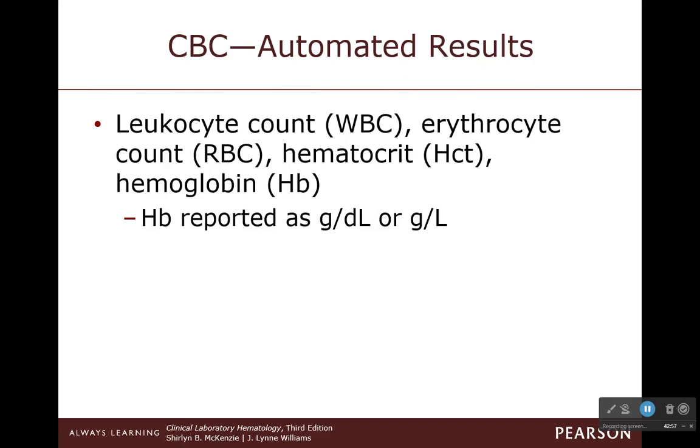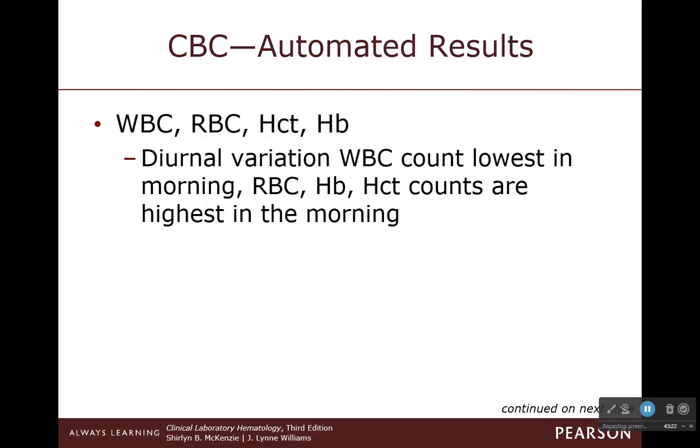Hemoglobin is always or usually reported as grams per deciliter instead of grams per liter. It's usually grams per deciliter. So that's the reason you're getting that 12 to 17 for it. If you were doing grams per liter, it would actually be a little smaller number, a decimal number.